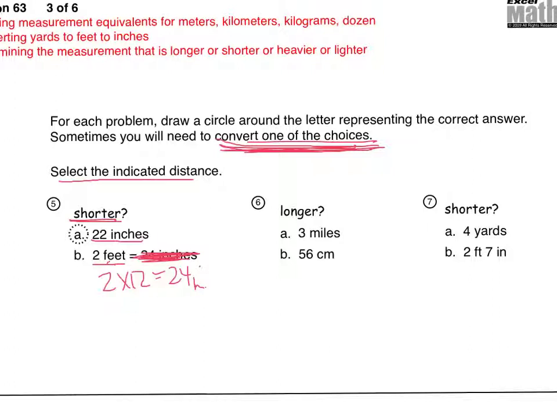Well, now I can compare these. 24 inches and 22 inches. The shorter distance is the 22 inches. Okay, let's do number 6 together.